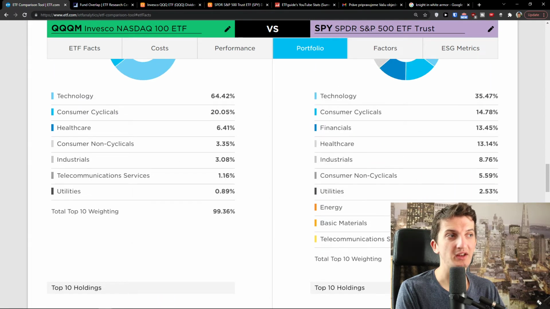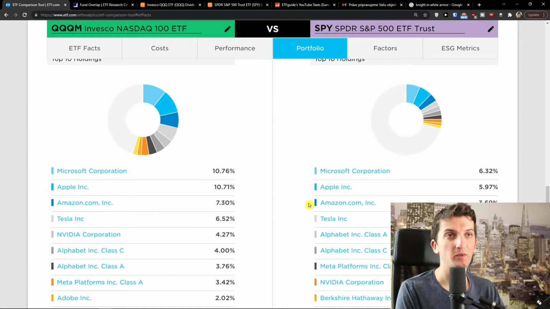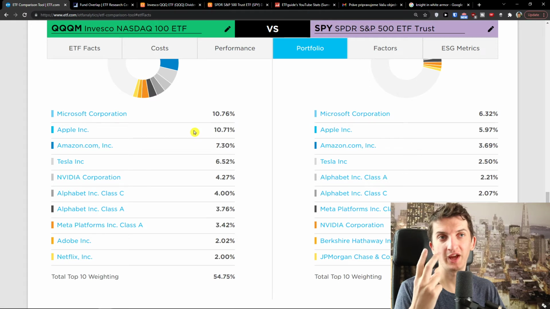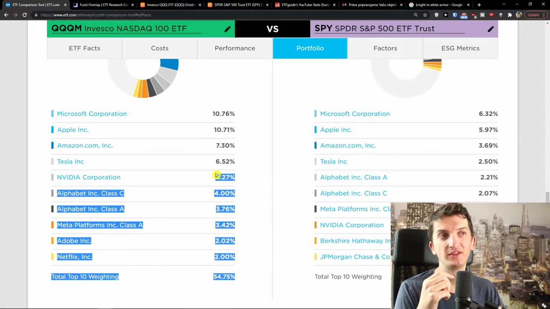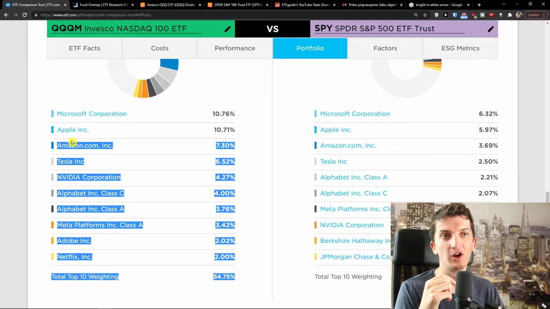So this is something that is great to see. And now when we go even further, we can see the holdings here. So let's check the holdings. You see that in QQQM, Microsoft Corporation, Apple, Amazon, Tesla, and Nvidia make up about 40%. Yeah, these five companies are 40% of the whole ETF.